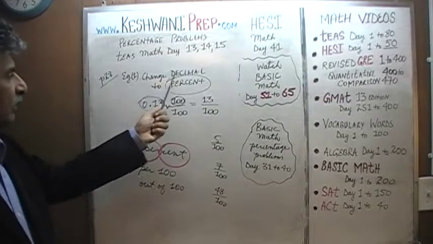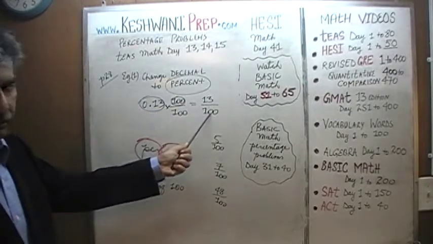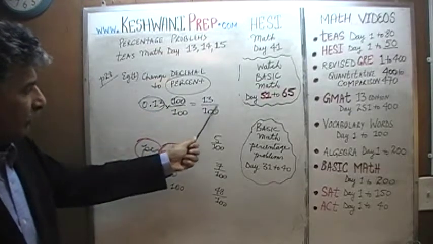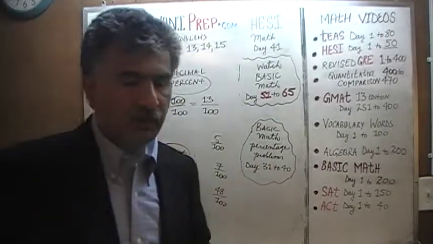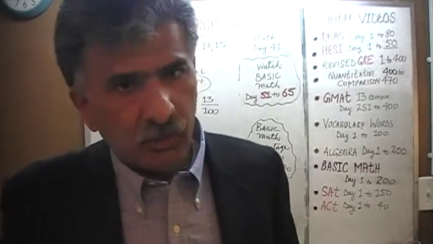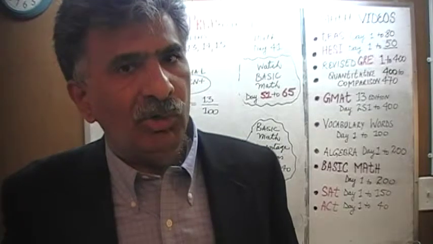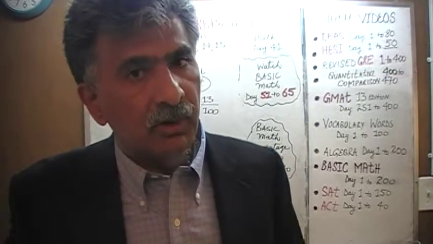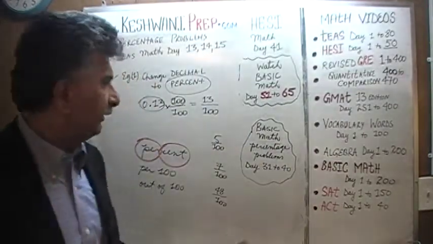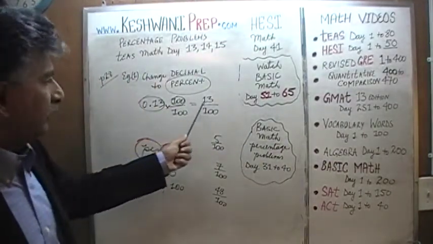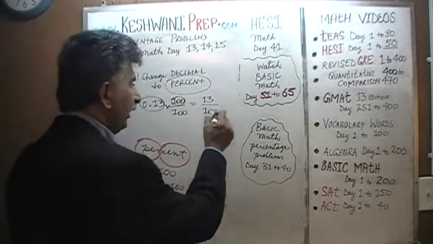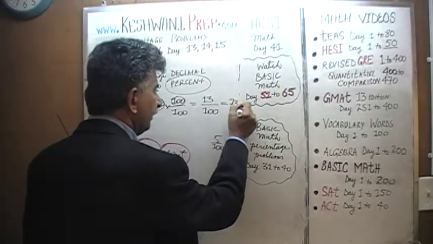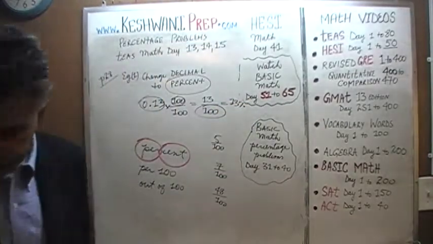We're being asked to convert decimal to percentage, and it's out of 100. As long as the denominator is 100, then what you're looking at on the top, in the numerator, is your percentage. So 0.13 times 100 becomes 13, and 13 over 100 tells us that it is 13% because we have 100 at the bottom. Let's do one more.